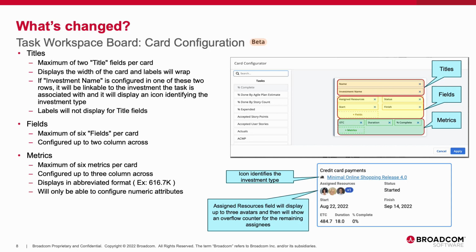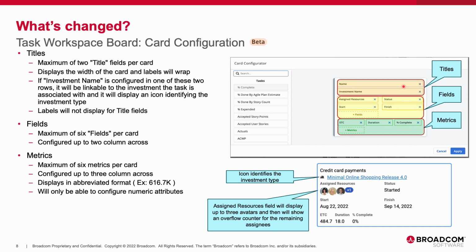The way the card is set up is broken out into three sections. The top portion is the titles, the middle section is the fields, and the bottom section is the metrics. Within the card configuration, you'll have a list of fields that you can drag and drop into either the titles, fields, or metrics, but there are some rules related to each of the specific fields. Let's first cover the titles.